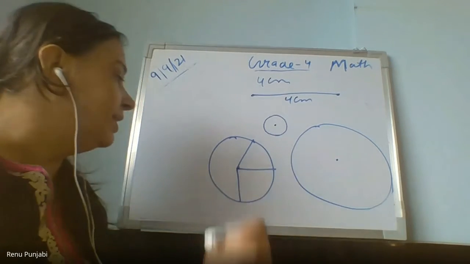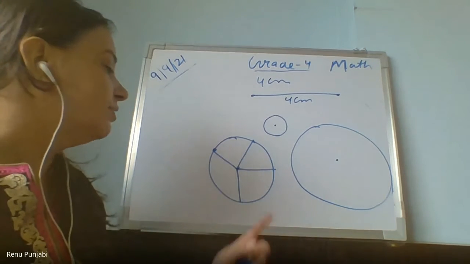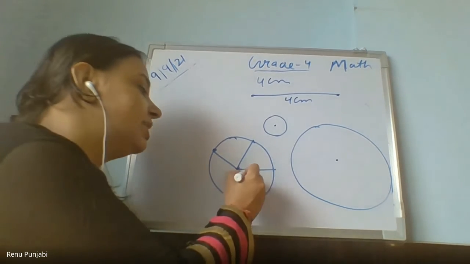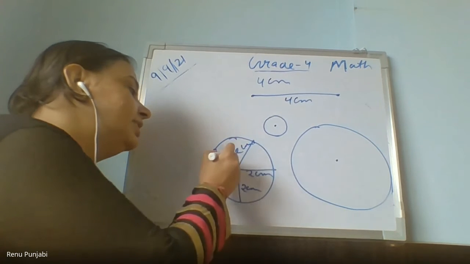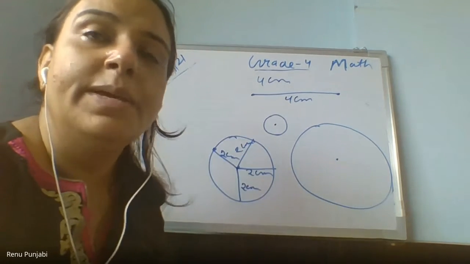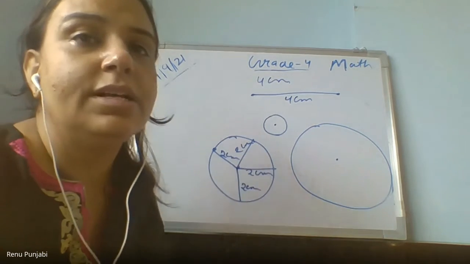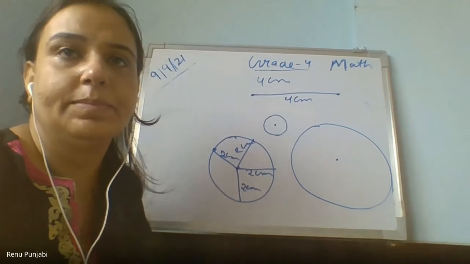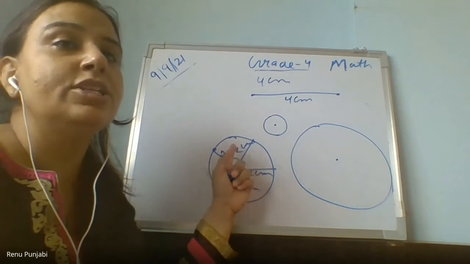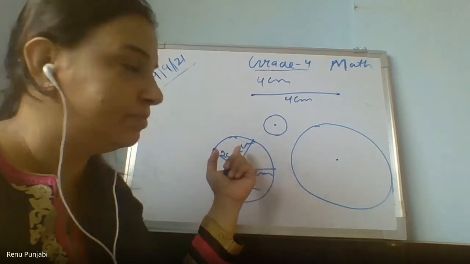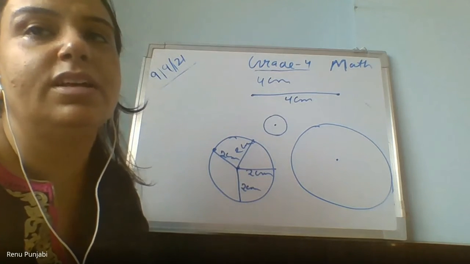If I put a point here and join a line from the center to this point, suppose this line is 2 centimeters, then this will also be 2 centimeters, and this will also be 2 centimeters. Means from the center, the distance to any point of the boundary of the circle will be the same. Got it? That is the center of the circle.